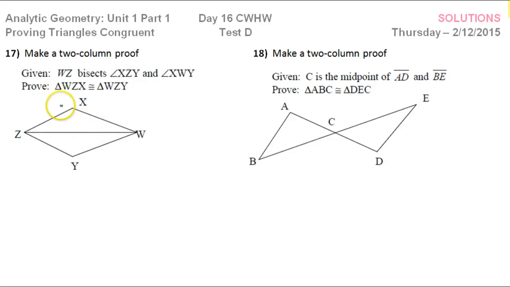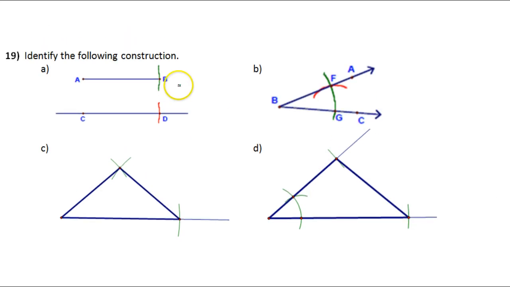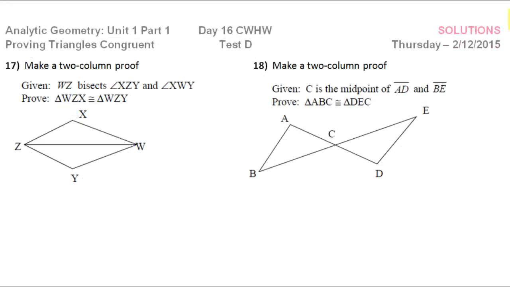Alright, this is the third and final part of a review on proving triangles congruent. In this video, we are going to do a couple of two-column proofs proving triangles congruent, and we are going to look at some constructions and see how we can identify what construction we were doing based on the markings. Were we copying a segment, copying an angle, were we copying a triangle by side-angle-side or side-side-side, etc. Alright, let's start with our two-column proofs.